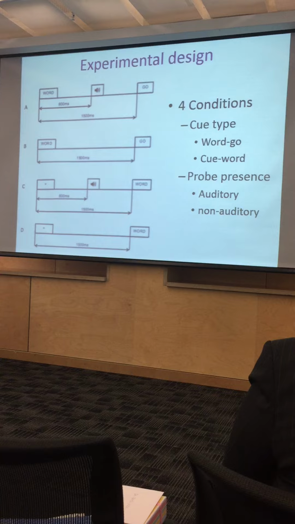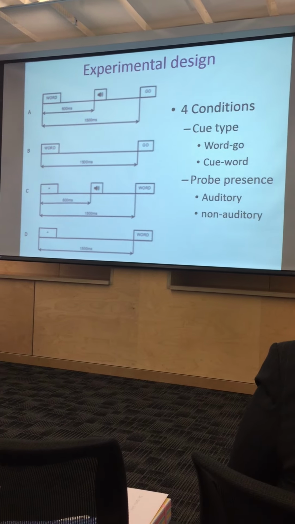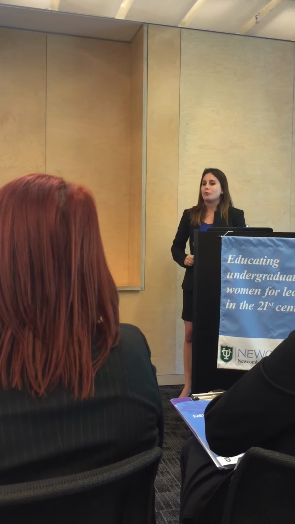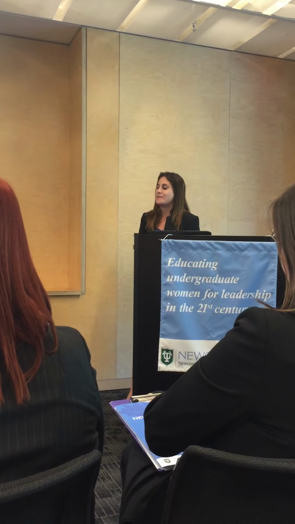And so how I'm getting my data is with this paradigm. We have 4 different conditions with 2 main goals. The first goal is to see if stuttering is word specific. So how we're doing that is we're having the word go condition, which is seen in A and B. In this condition, they can prepare their speech, because they know the word 1500 milliseconds before they have to say it. So this is kind of an unrealistic speech pattern, because we normally don't know what we're going to say 1.5 seconds before we're going to say it.